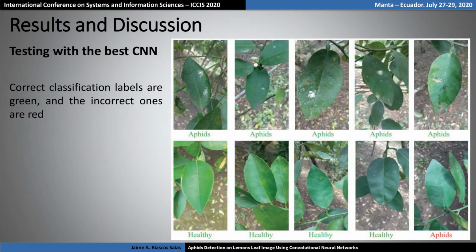Using our best CNN approach, it is possible to classify 9 out of 10 images of lemon leaves evaluated. In this sense, the precision and accuracy metrics, which answer the questions what proportion of positive or healthy leaf identifications was correct and what percentage of predictions, meaning healthy and aphids, was correct, achieved 90% in both cases. These values indicate that our approach can detect aphids on lemon leaf images with a high performance.